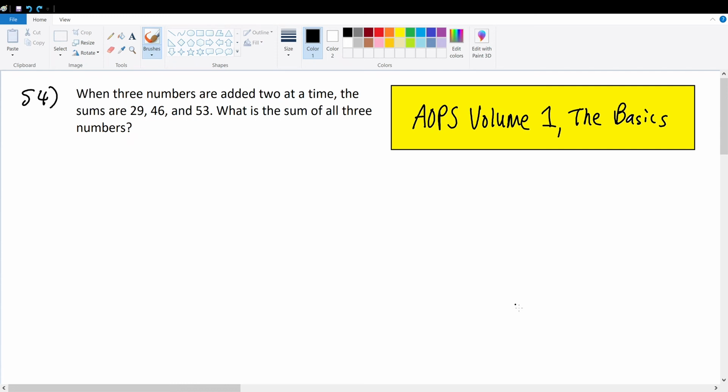AOPS Volume 1, the basics, number 54. When three numbers are added two at a time, the sums are 29, 46, and 53, respectively. What is the sum of all three numbers?